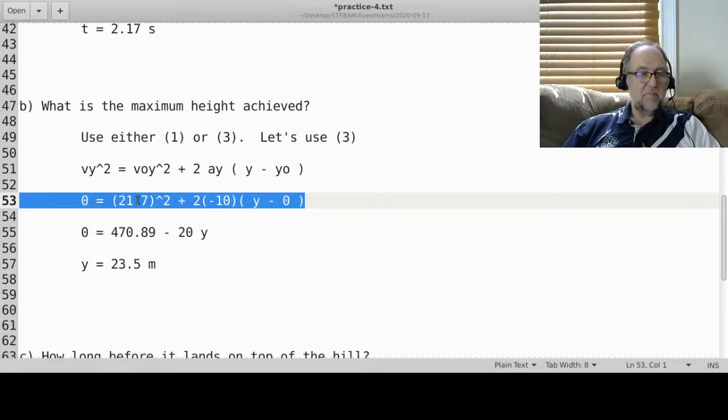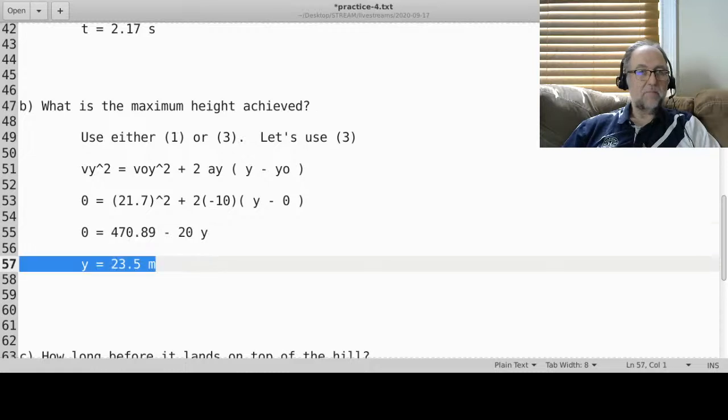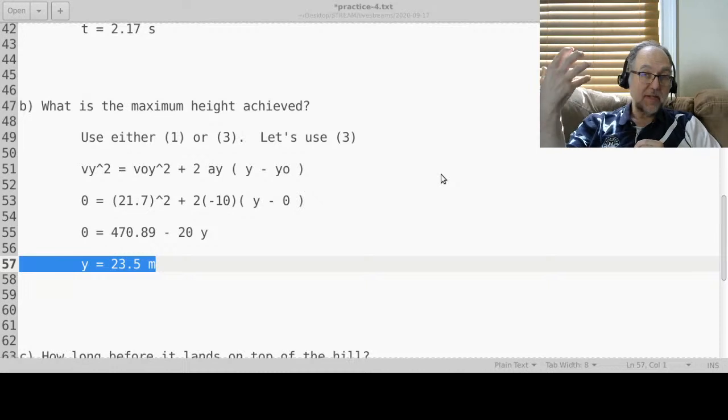That's basically simplifying this. We get that, then bring the minus 20 to the other side, divide by 20, and you get that. There's the maximum height. You'll notice that the hill was 20 meters high and the maximum height is 23.5 meters. That better be the case, otherwise you wouldn't have thrown it hard enough to get to the top of the hill. If that did happen, then obviously I've made a mistake, and of course I will endeavor not to do that. So that answers the two questions: how long does it take to get to the maximum height, and what is the maximum height.